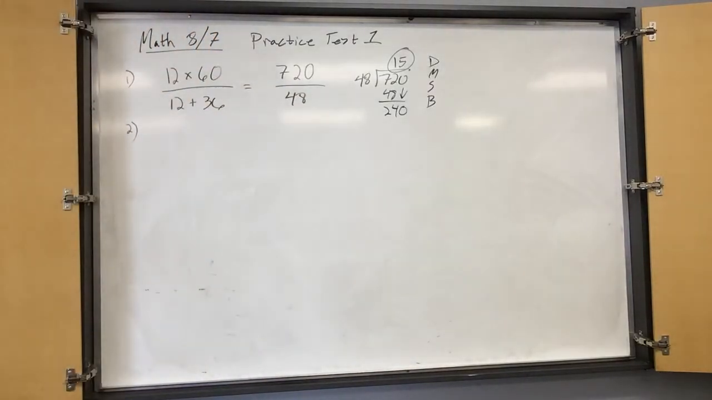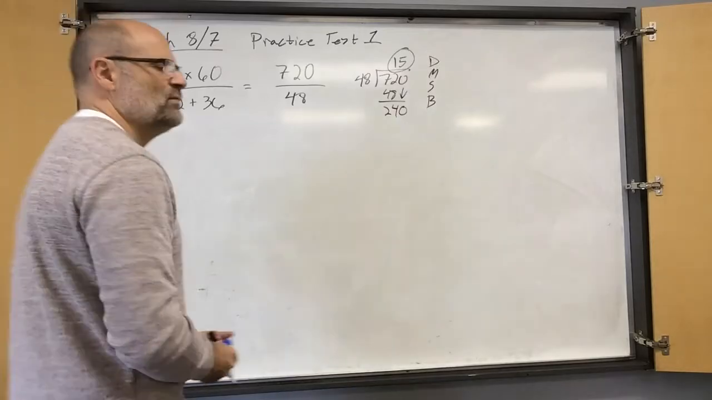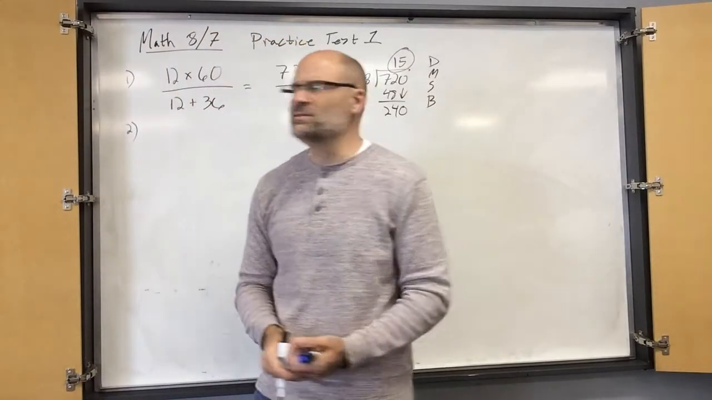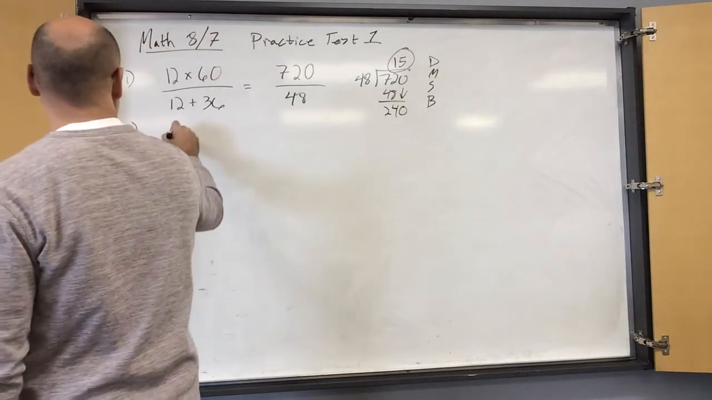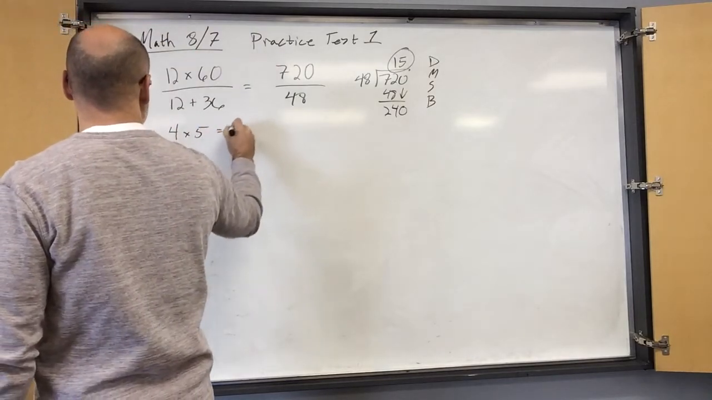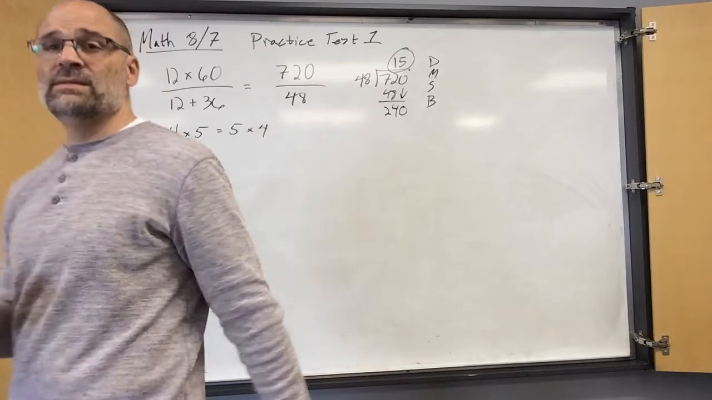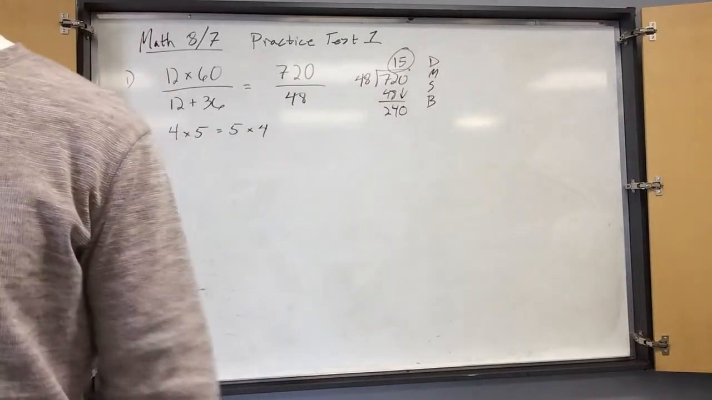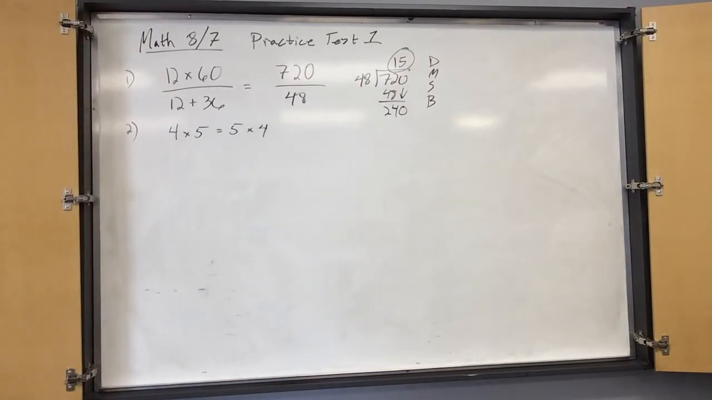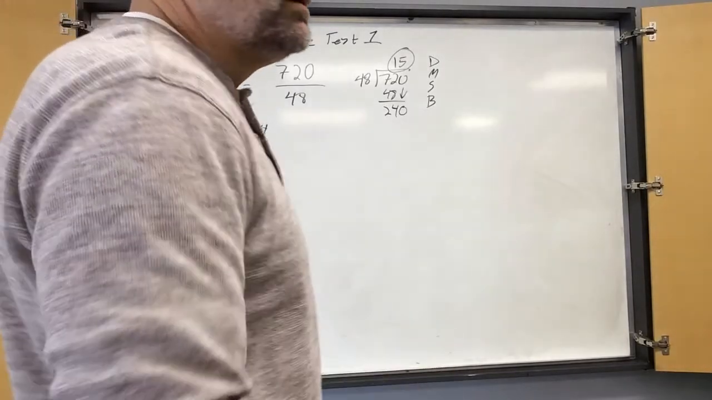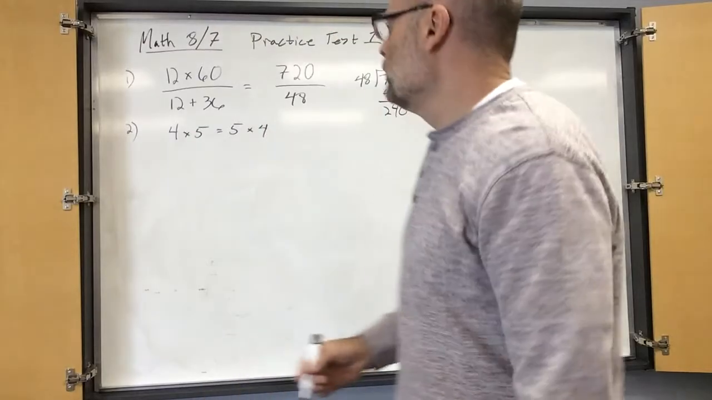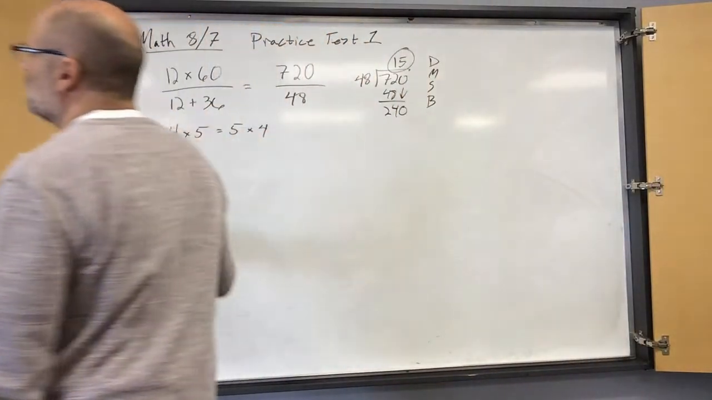Number 2. Use the numbers 4 and 5 to illustrate the commutative property of multiplication. Hunter, what did you say? 4 times 5 equals 5 times 4. That's beautiful. So on the test, it might say multiplication, it might say addition. If it's addition, how would you use 4 and 5 to demonstrate the commutative property of addition? 4 plus 5 equals 5 plus 4. That's right. And you don't even have to do the math. You don't have to say that is 20. You can just write it like that. That's beautiful.